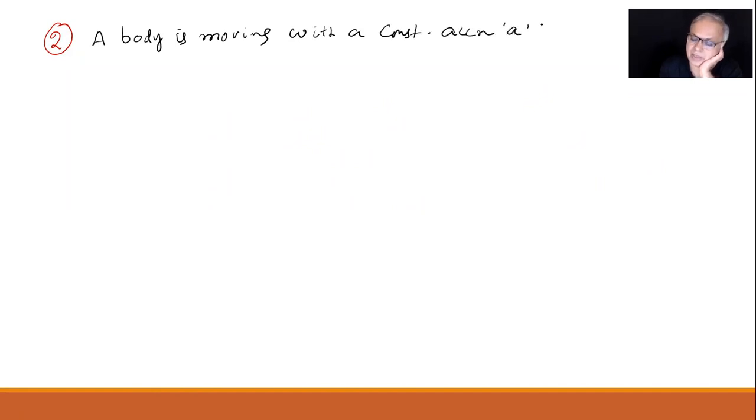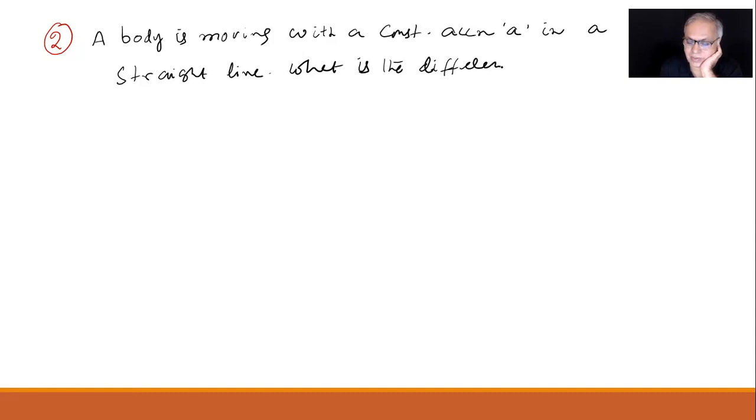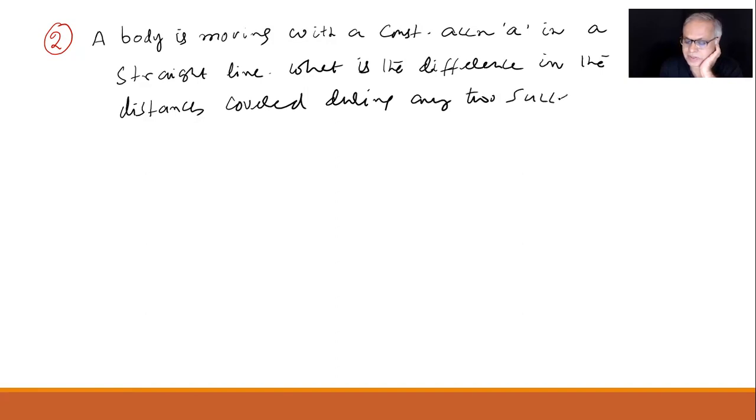Constant acceleration A in a straight line. What is the distance difference? What is the difference in the distances covered during any two successive seconds?